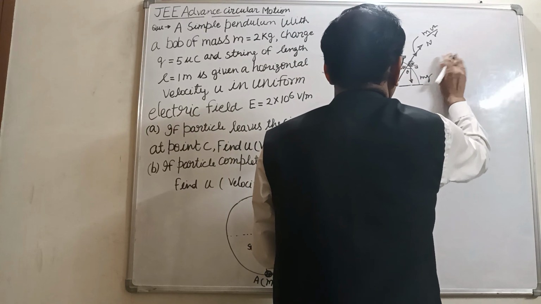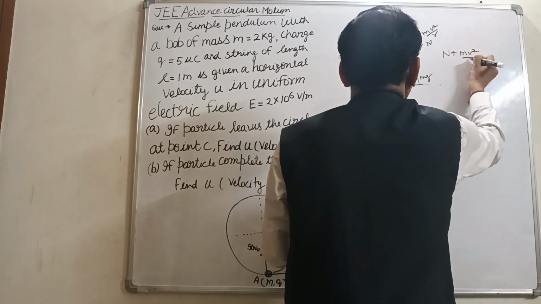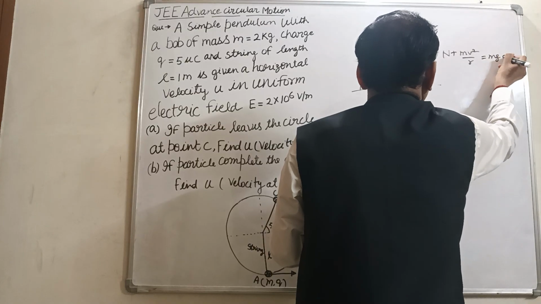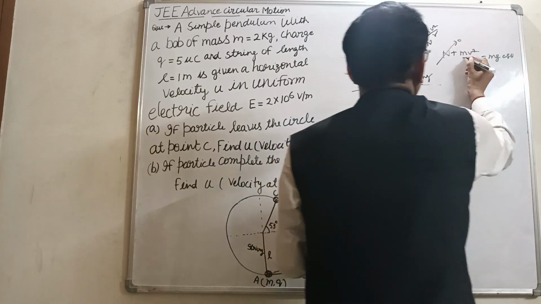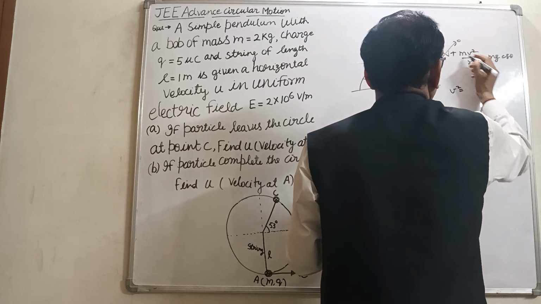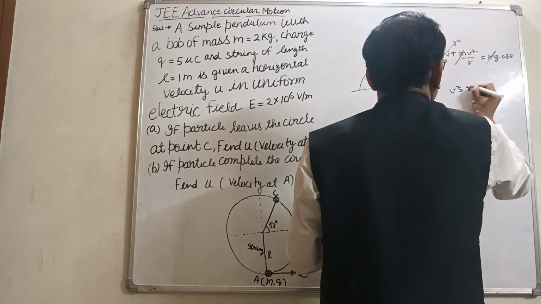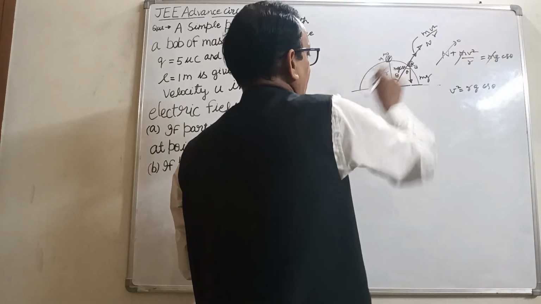So we write normal plus mv square upon r equals mg cos theta. On leaving contact, the normal becomes 0, so v square would be, m cancelling out, rg cos theta. This is the velocity.